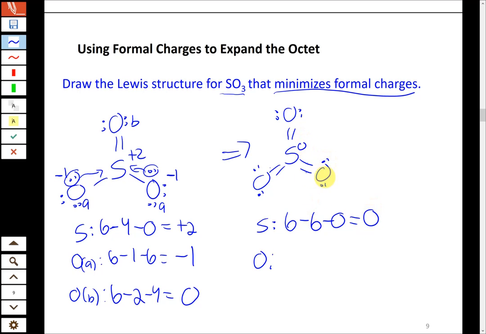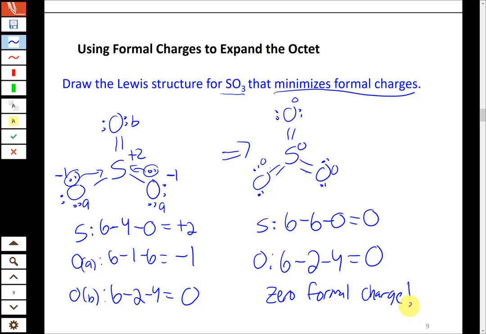And then each oxygen is now the same. They all have a double bond and 2 lone pairs. So double bond is 2 bonds, 1, 2, 3, 4 non-bonding electrons. That also comes out to 0 for each oxygen. Okay, so in this structure here, we have 0 formal charge. So if we're asking you to minimize formal charge, this is how you would want to consider this molecule here.